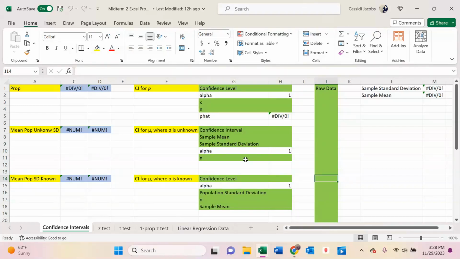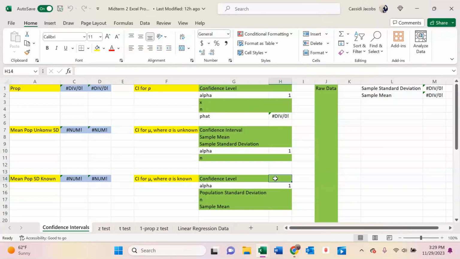How this worksheet works is we put values into the green cells. So we're only entering things into these green cells. Everything else is either being calculated or it's an output. So you see there's 3 different ones here to start with. There's PROP, which stands for proportion. There's mean pop unknown standard deviation, and there's mean pop standard deviation known. So that POP stands for population. So this first type we're doing for the mean pop standard deviation known. So we're going to enter our information into this box of green here.